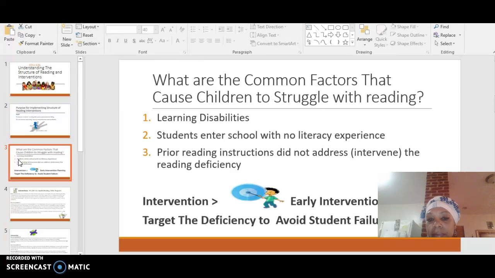Prior to receiving reading instruction, the school did not address the reading deficiency, meaning that a child may have been in the second grade and now he or she is in third grade and they had reading deficiencies, but it wasn't properly addressed. So the intervention we have in mind always is early intervention and planning. We want to start working with the scholars or students earlier on in the school year to avoid, again, student failure.